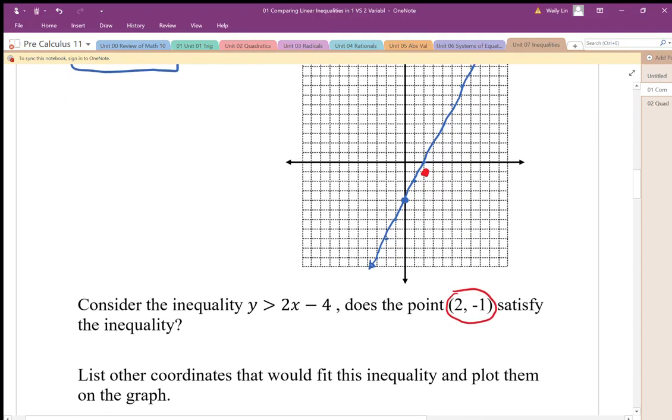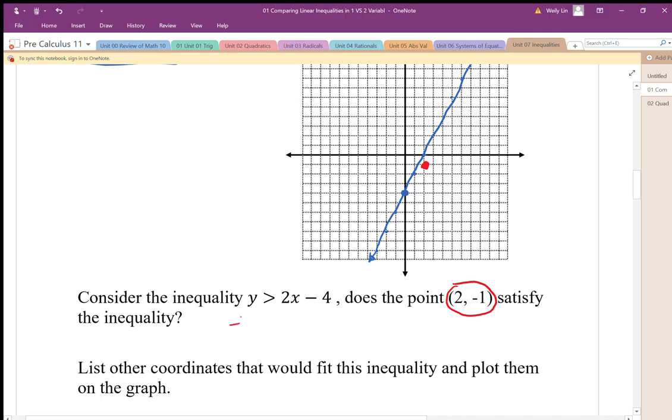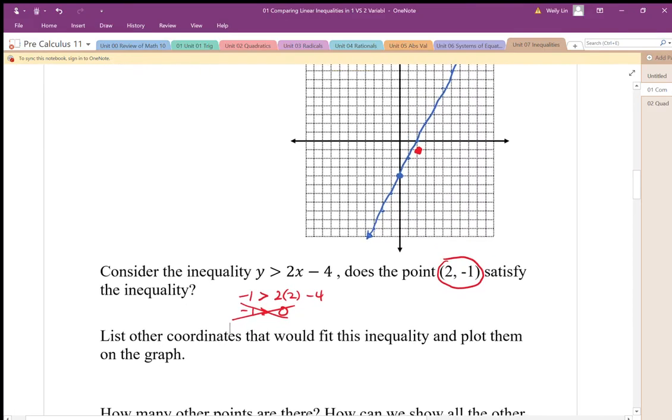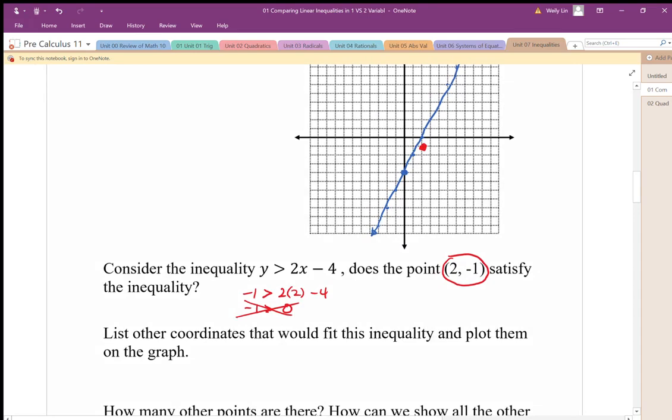If I test it in my inequality, I get -1 is greater than 2 times 2 minus 4. So I get -1 is greater than 0. That's not true. So this point is not part of the solution. It does not satisfy this two-variable inequality. This two-dimensional xy coordinate does not fit this inequality. So what are some other coordinates that would fit this inequality?